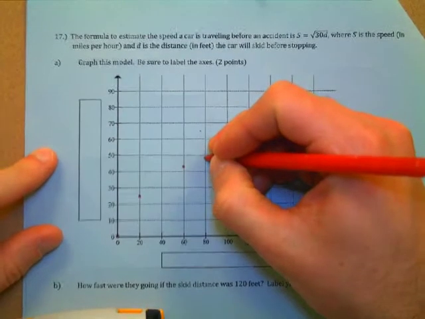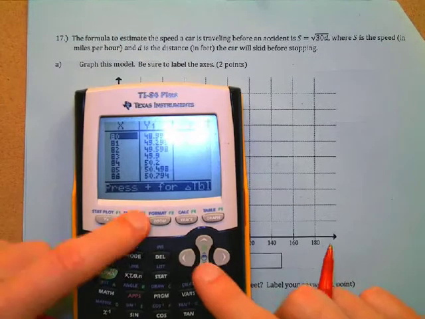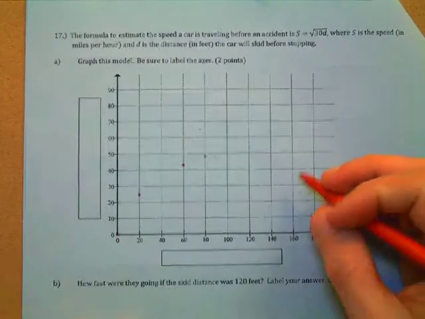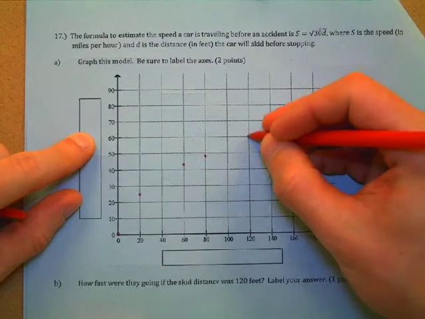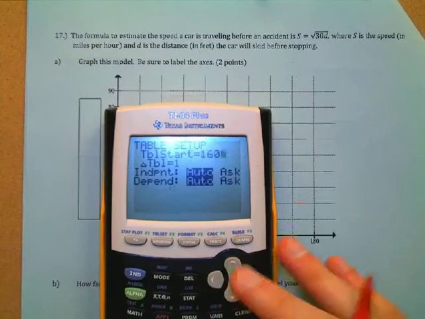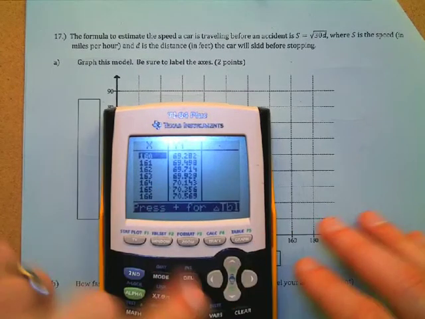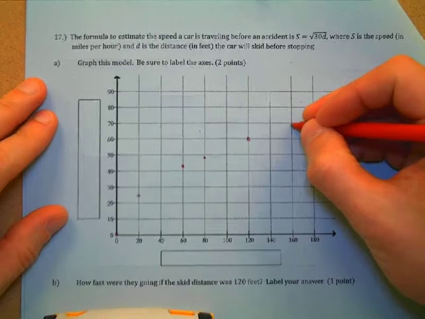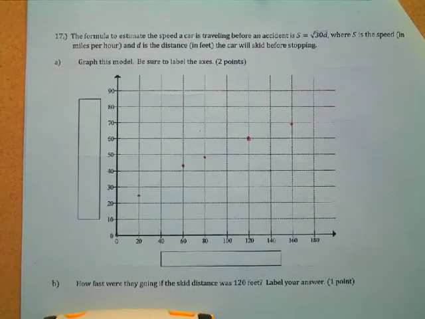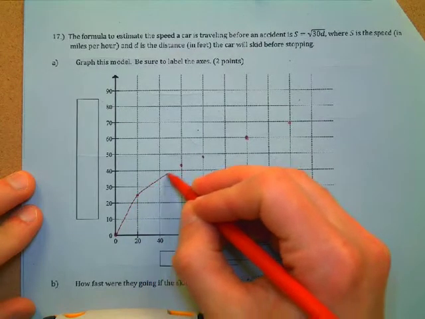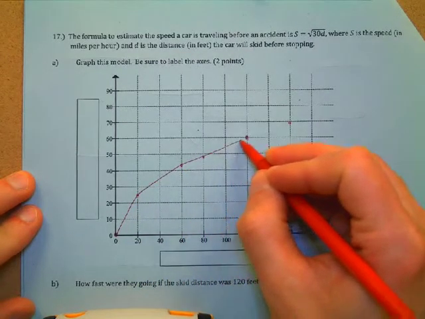Okay, and then I'll jump to 120 here. So 120, I'm at 60. That's a nice easy one. 120 is 60. Okay, I'll go to 160 then. 160 is almost 70 there. Okay, and that's good enough for me. That's good enough, I think. Just kind of connect the dots.